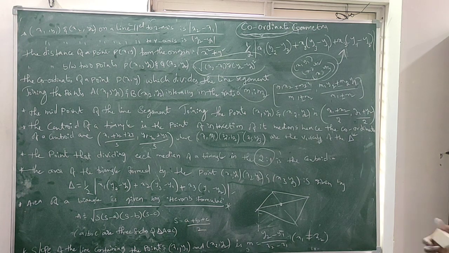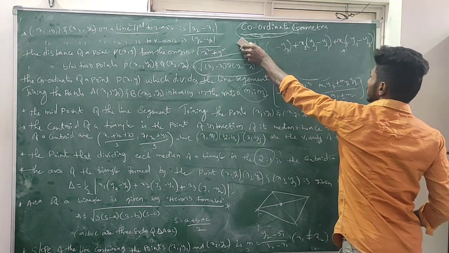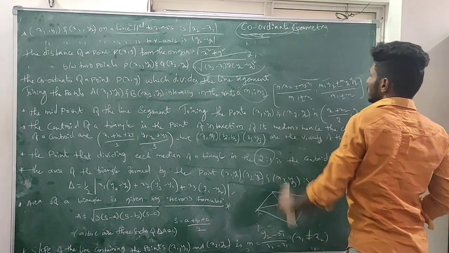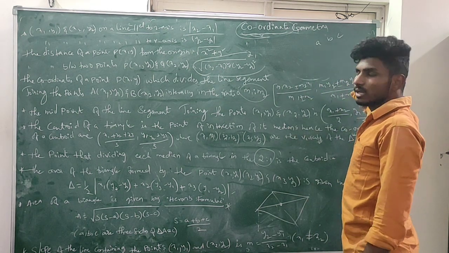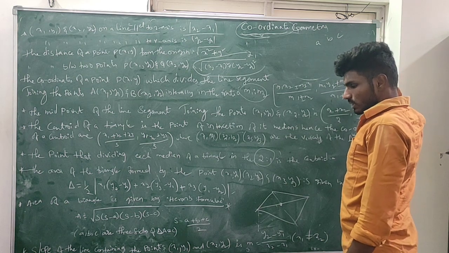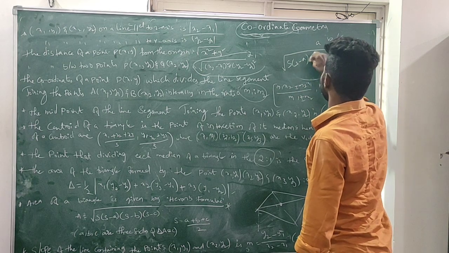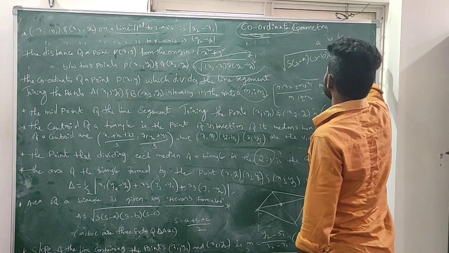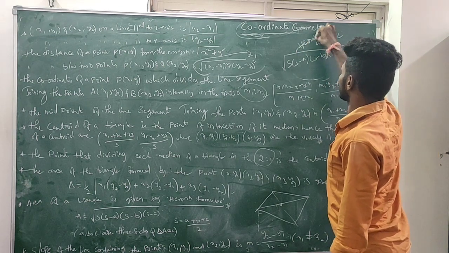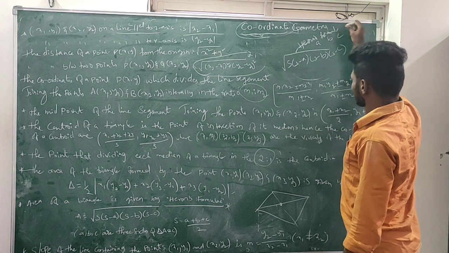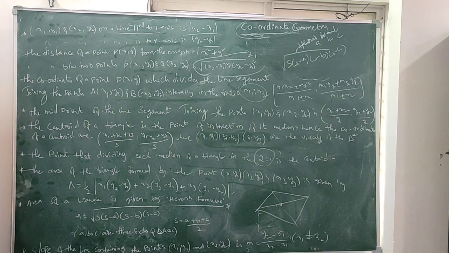Okay. Next, if only the sides are given, and the coordinates are not given, only the distances a, b, c, then the formula to find the area is under root s into s minus a into s minus b into s minus c. This is also called Heron's formula. This formula was derived by the scientist named Heron.